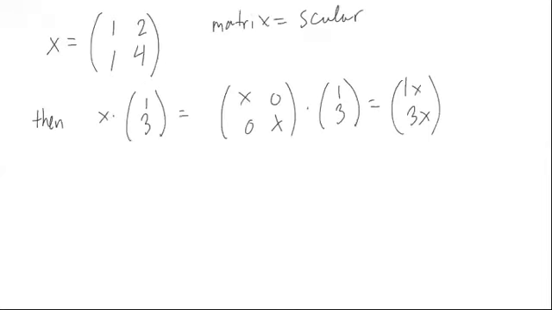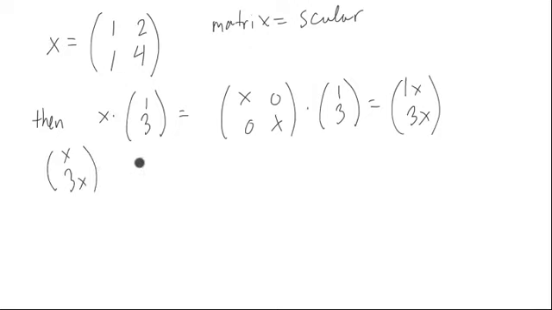Let's take a look at how we can think of a matrix as a scalar. First of all, if we have a matrix here and we label it as X, think about how that would act as a scalar. Well, you basically just multiply it to each component. So we have a vector that looks like X, 3X.